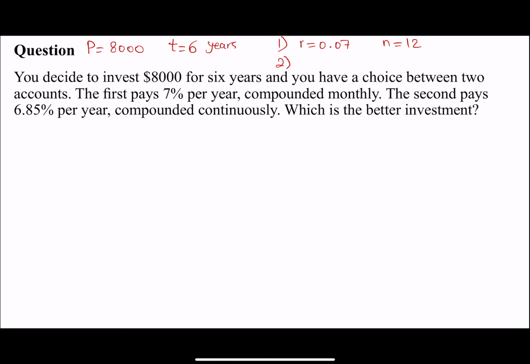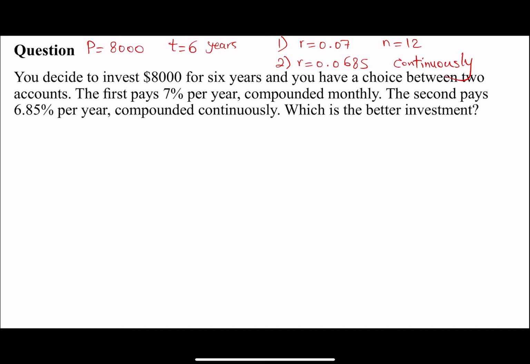Change that into a decimal, so r is 0.0685. If you don't know, that's easy, just 6.85 divided by 100, so it's 0.0685. This one is compounded continuously. Which is the better investment?